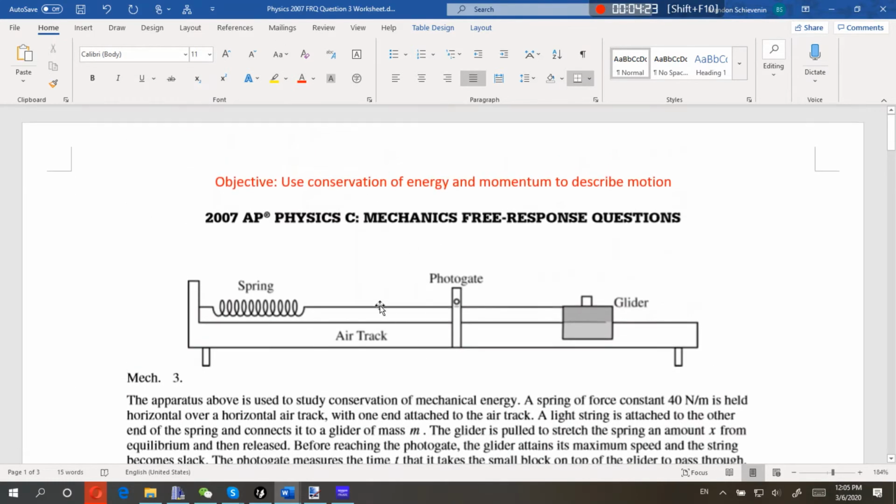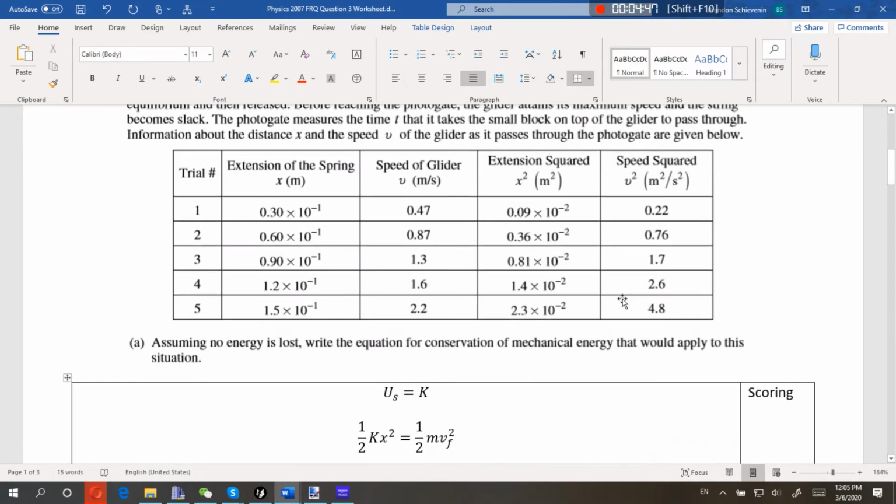Okay, so somewhere before we hit the photo gate, all of that potential energy will be converted to kinetic energy. Okay, after that point, what happens to our energy? It goes back. Okay, so because we've got this string attached, it'll convert again from kinetic energy back to potential energy, and then come back. Okay, cool.